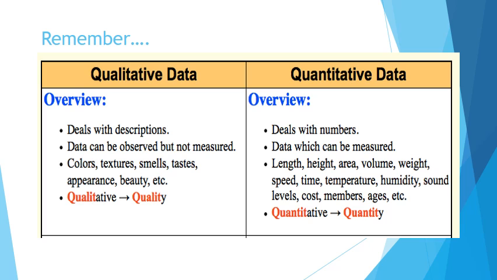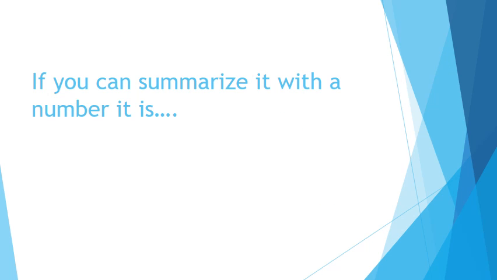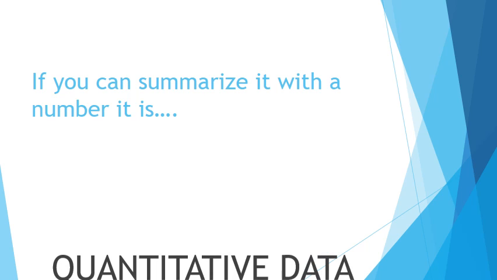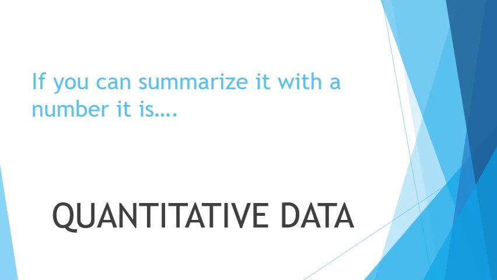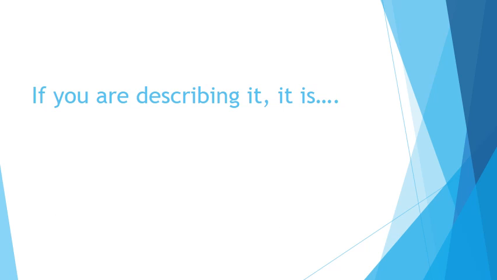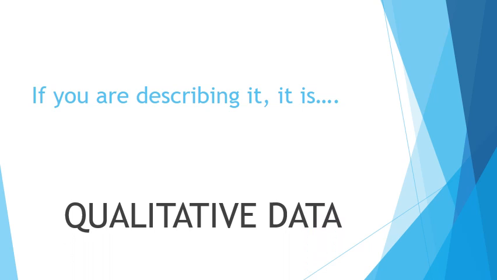Quantitative data deals with the numbers. It can be measured. It deals with your length, your height, the volumes, that type of thing. It deals with quantities. So pause it right now. Copy this slide. If you can summarize it with a number, it is quantitative data. If you are describing it, it is qualitative data.